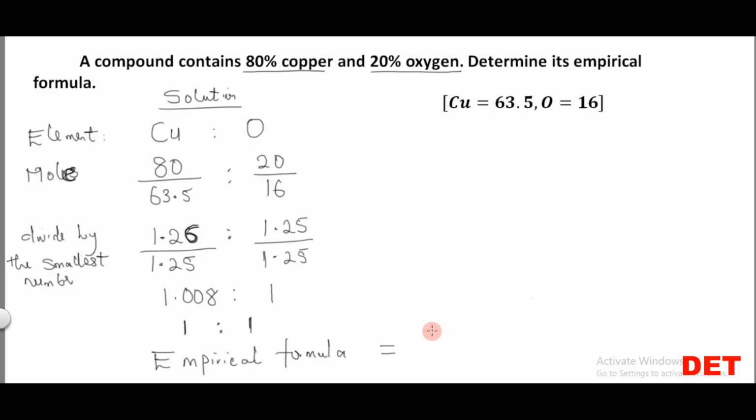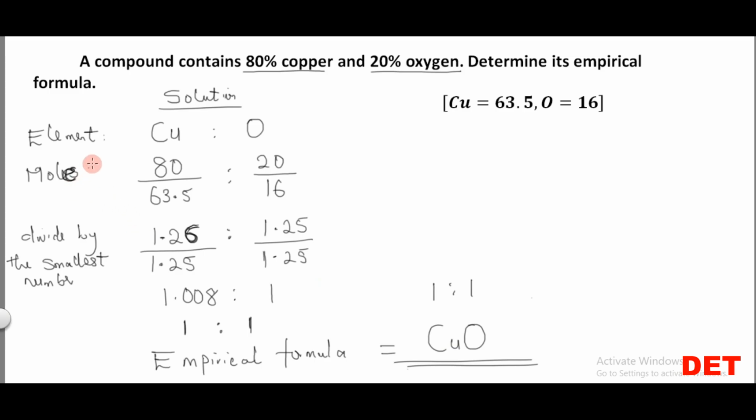So the empirical formula of this compound will be equal to Cu, which is the copper, and O, that is CuO. This is telling us that the ratio of copper to oxygen in this compound is 1 to 1. This is the empirical formula of this compound. It's a simple and straightforward question.